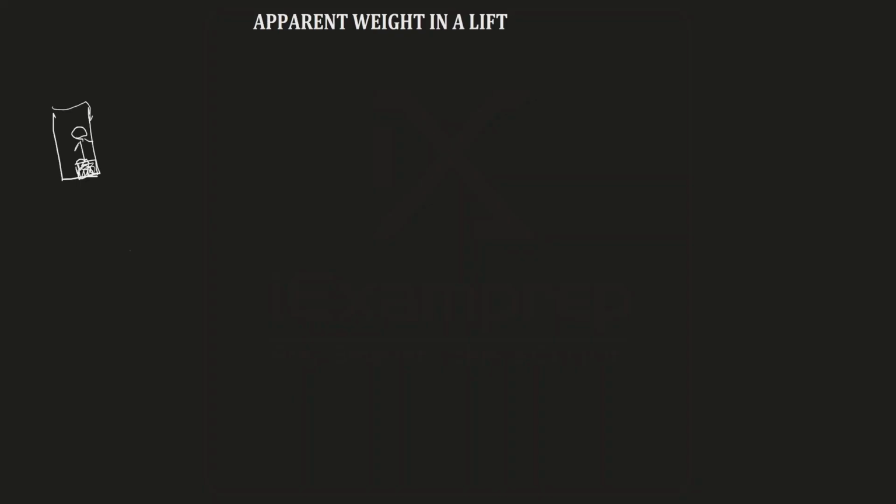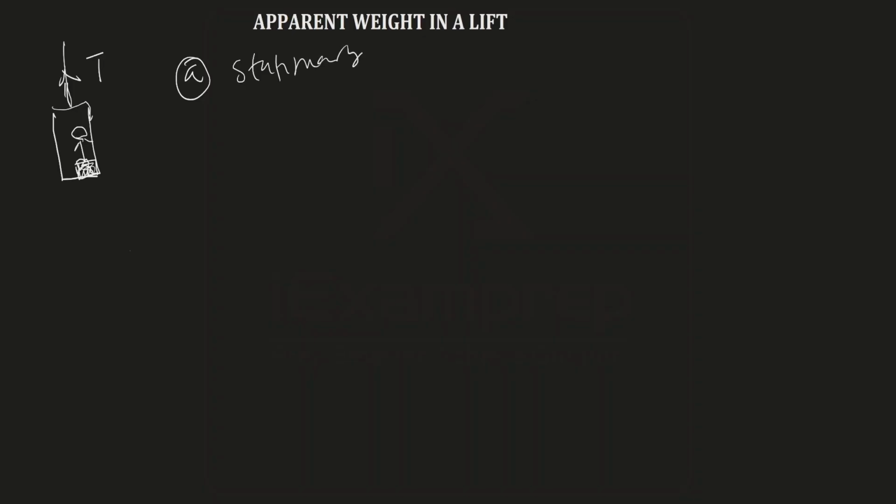Now, there are about 4 scenarios that can be possible when we have a motion in the lift. So let's say this is the cord of the lift, and then the tension in that cord, of course, is going to be upward, so we call it T. As I said before, there are about 4 cases. So let's consider the first case, when the lift is stationary.